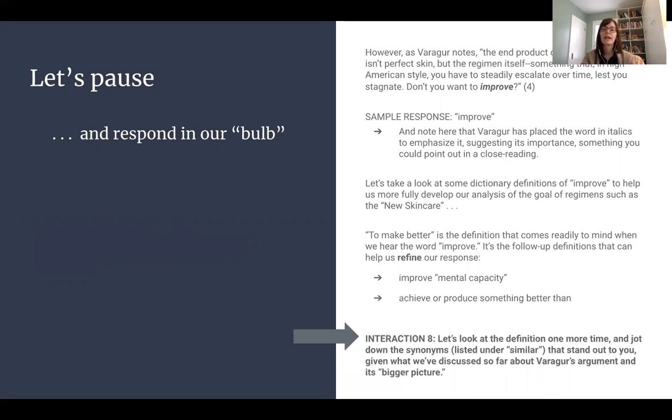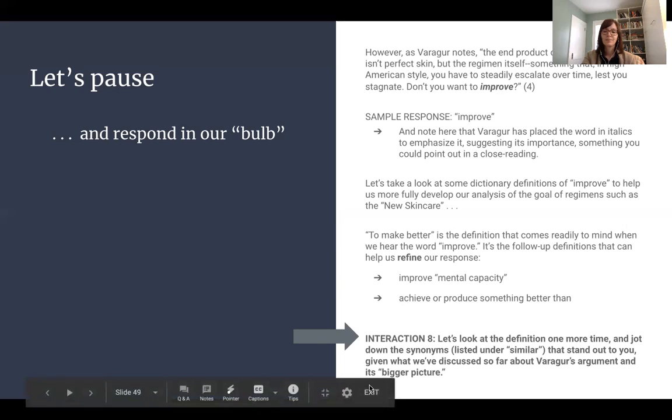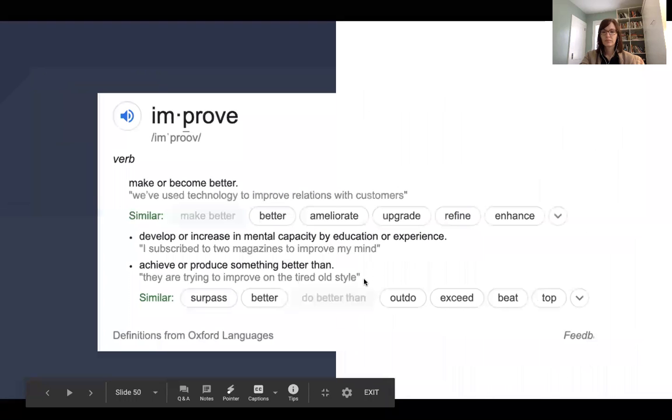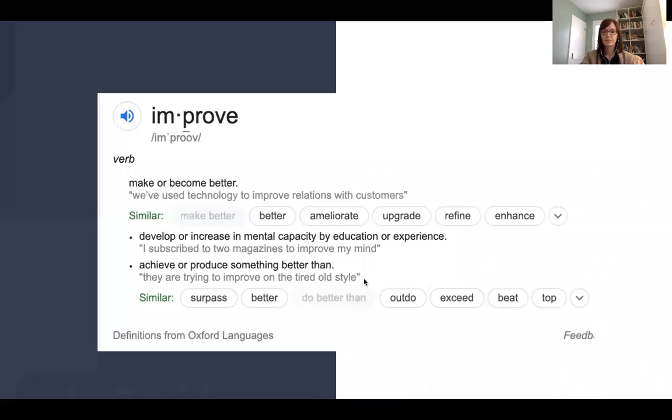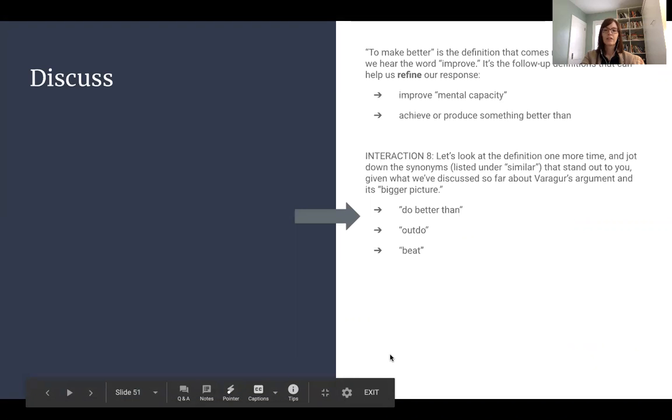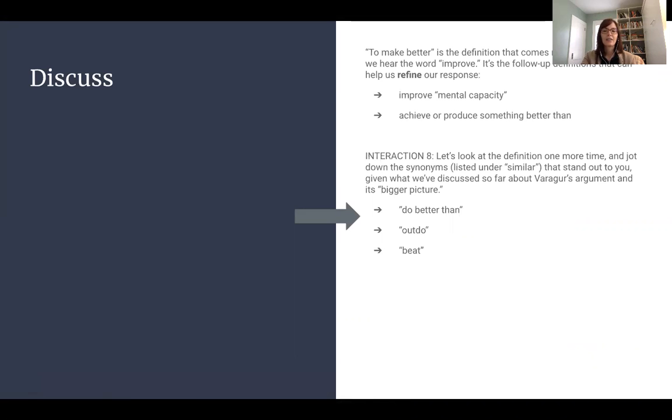All right, so let's look at the definition one more time and jot down the synonyms listed under similar that stand out to you, given what we've discussed so far about Varga's argument and its bigger picture, its broader stakes and implications. Okay, so we can pull out this notion of do better than, outdo, beat.